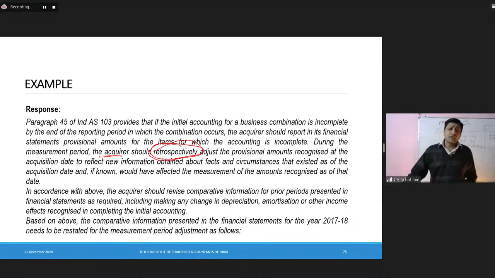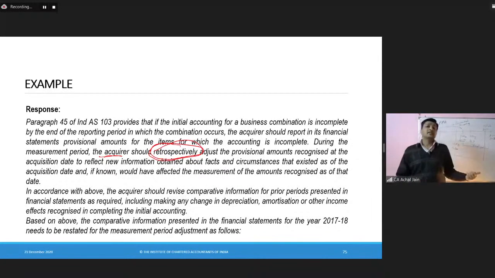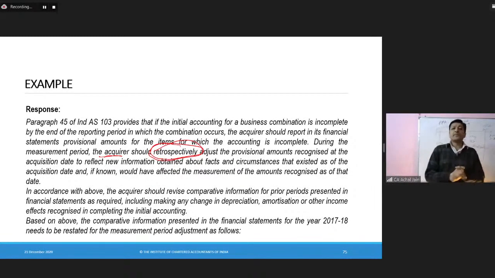Now, considering the above requirements, what will the acquirer do? The acquirer should revise comparative information. Obviously, now in this case, the acquirer would have recorded patents. The acquirer would have recorded goodwill. And the patents would also have been amortized over 10 years in 16-17. Now the accounting will not be done in 16-17. Accounting will be done in 17-18. But even if financial statements will be prepared for 17-18, comparatives will be required to be shown.